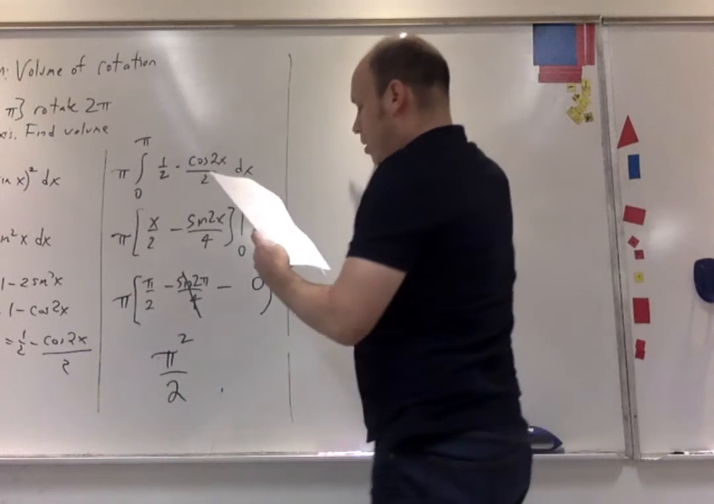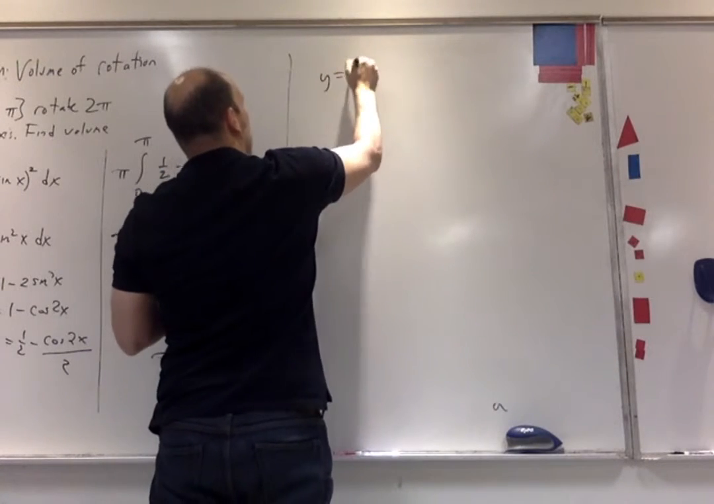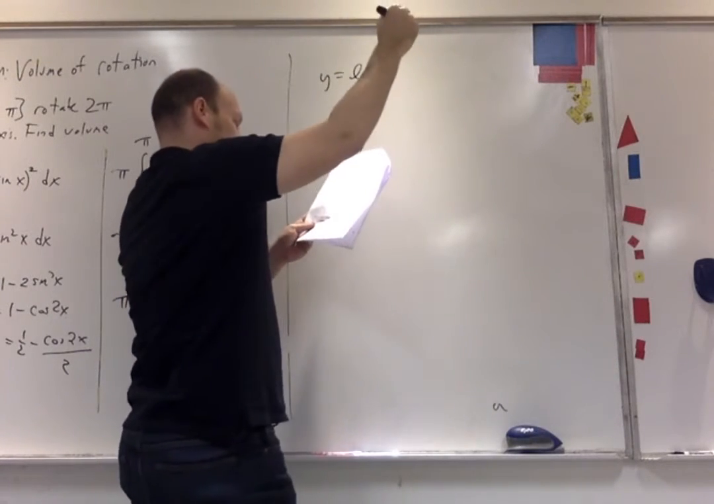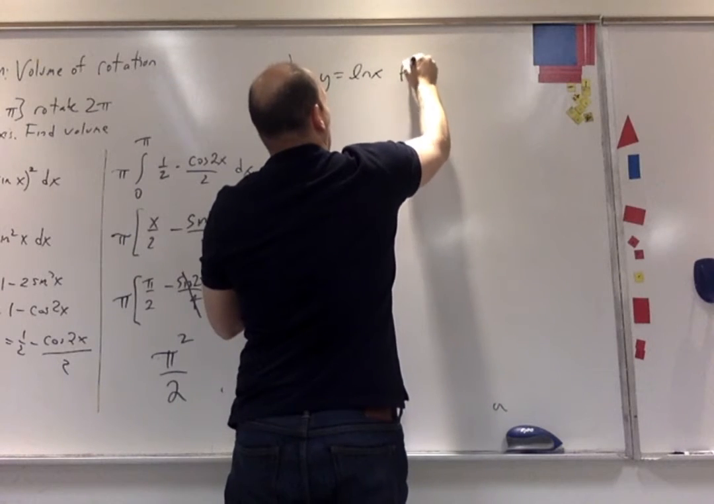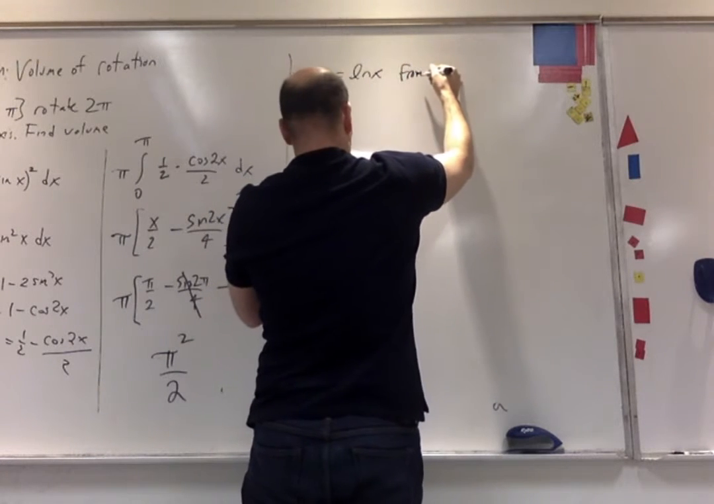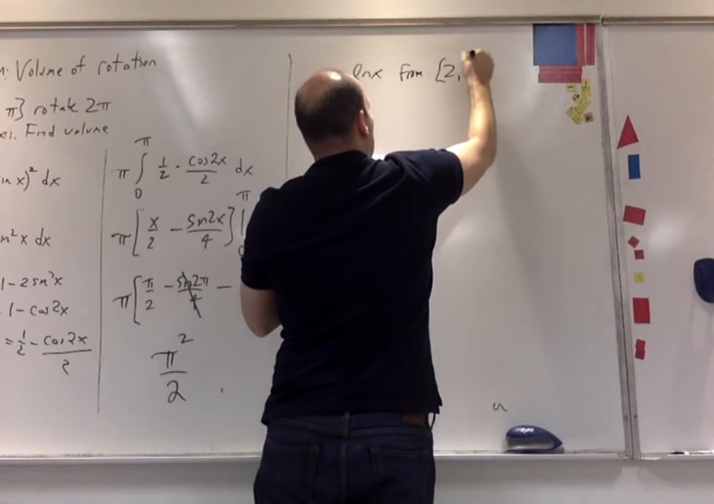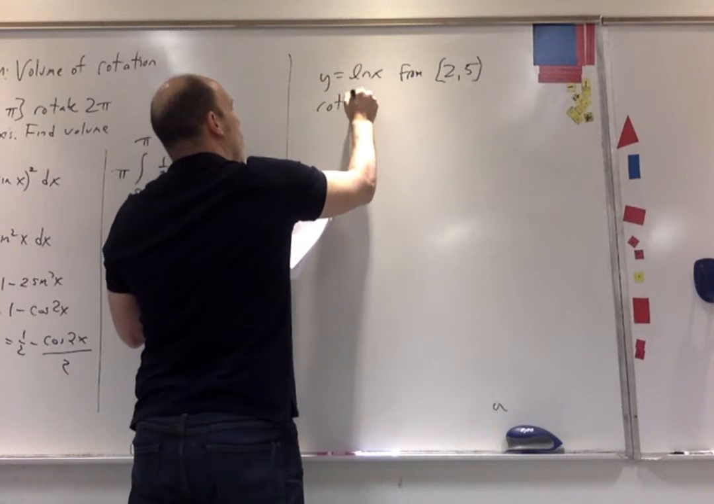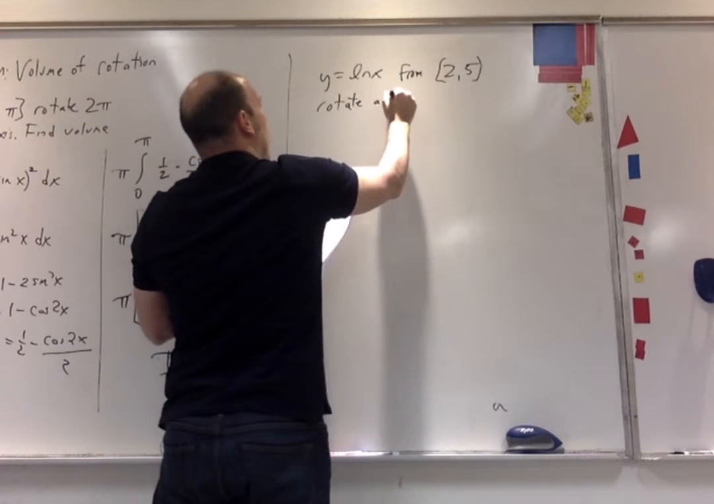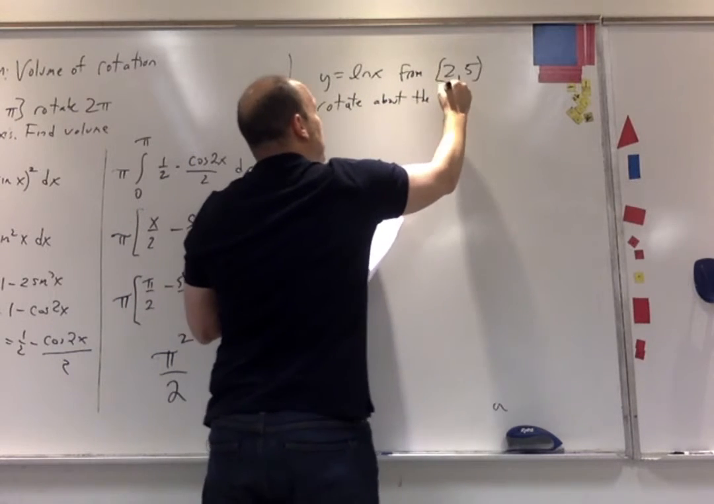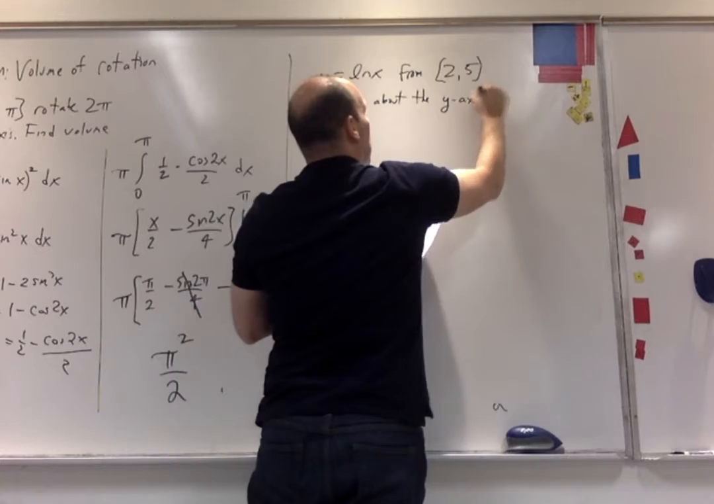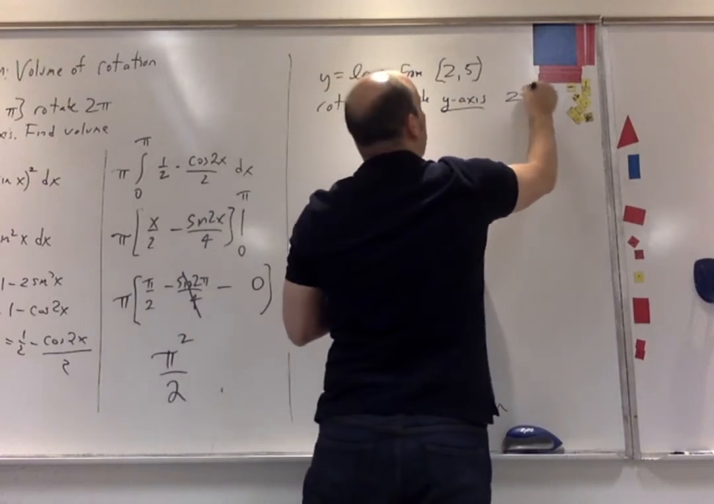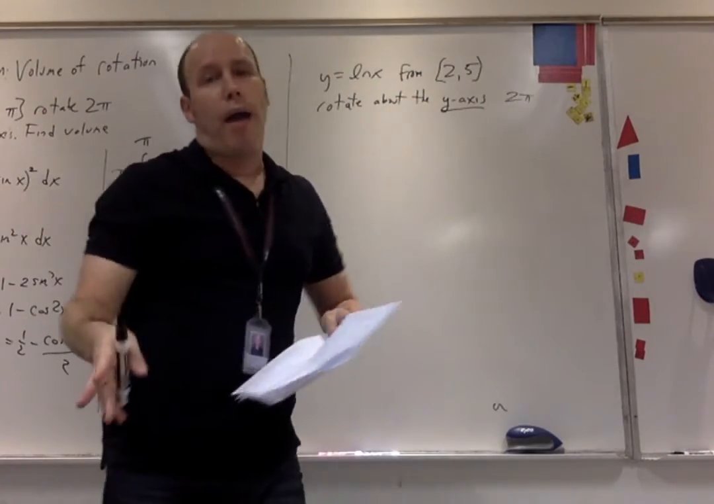So I want you to take y equals ln of x from 2 to 5, and I want you to rotate about the y-axis through 2 pi, 360 degrees.